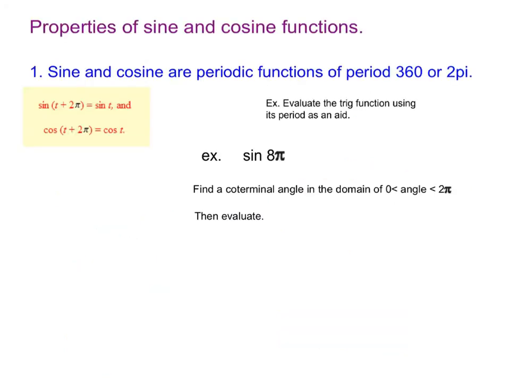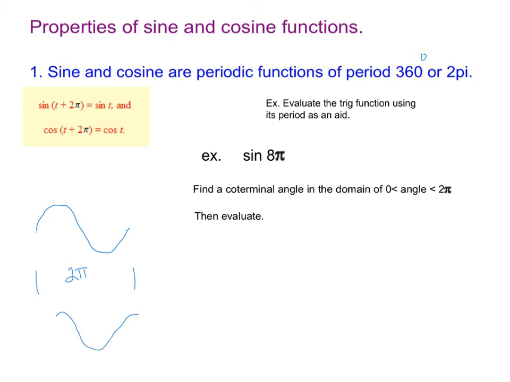There are 3 properties of sine and cosine functions that we're going to look at. And the first one is that sine and cosine are periodic functions of period 360 degrees or 2 pi. What that means, if you've ever seen the graph of sine or cosine, is that it continues to repeat the same pattern over and over and over again. And so the functions repeat every 360 degrees or every 2 pi. So every 2 pi there's another exact pattern. And it's the same for cosine.